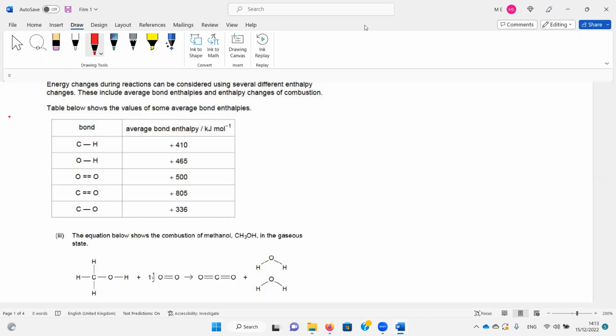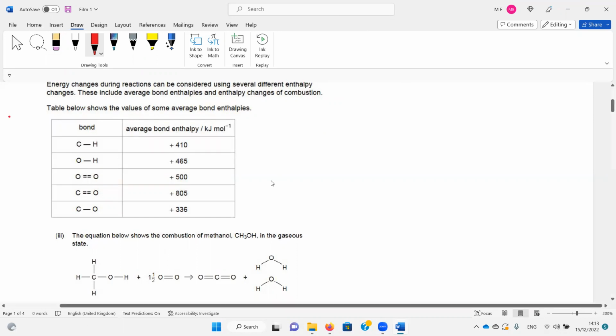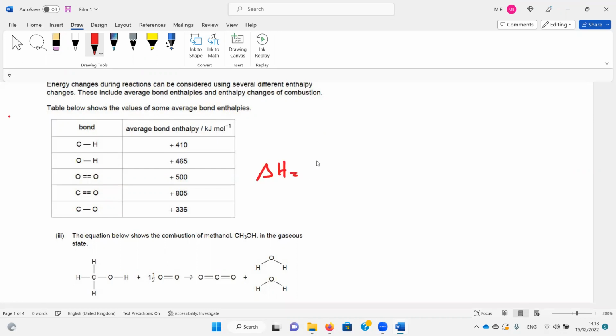Okay, so in this case, we have delta H equals the summation of the reactants minus the summation of the products. The main thing in this case is you need to pay attention to the structure of the molecule so that you count all the bonds correctly. And also you need to pay attention to the coefficients, and you need to do the calculation step by step so you don't rush it.